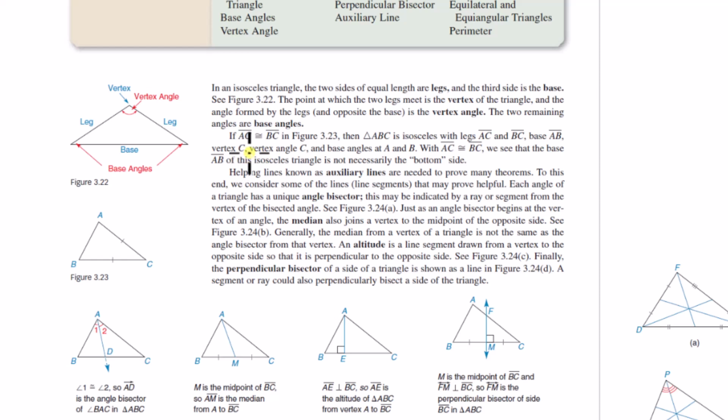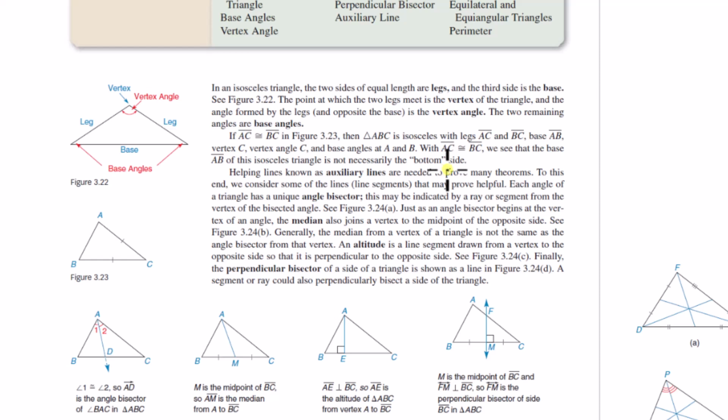If AC is congruent to BC in this figure here, then triangle ABC is isosceles with legs AC and BC, with base AB. And then vertex C, vertex angle C, and then base angles at A and B.